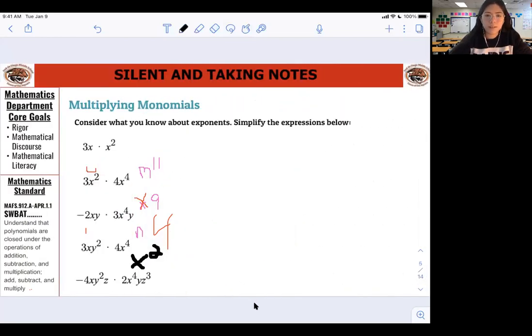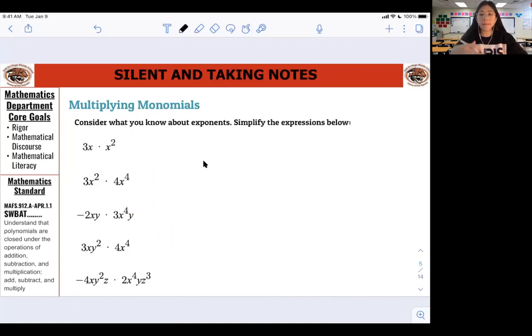Try these. So these kind of get all sorts of crazy, right? But we're still going to be doing the same exact thing. We're going to be adding the exponents. So if I have 3x to the power of 1 and x to the power of 2, now I have 3x to the power of 3. Yeah, go ahead. Good, Zakiah. You put it in for me.